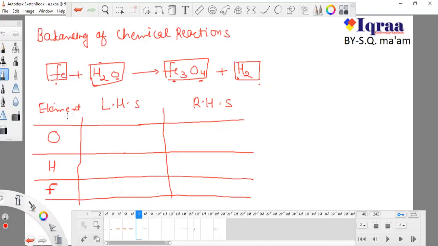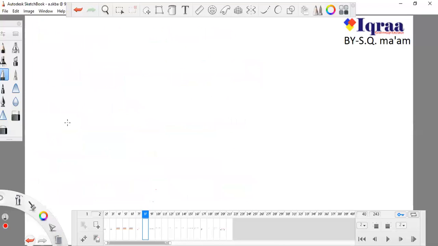So first of all we will take oxygen, and here I'm writing oxygen. Oxygen is one in number here and four in number here, hydrogen is two here and two here, ferrous is one here and three here. Tell me if I do something wrong while calculating. First of all we will balance oxygen.